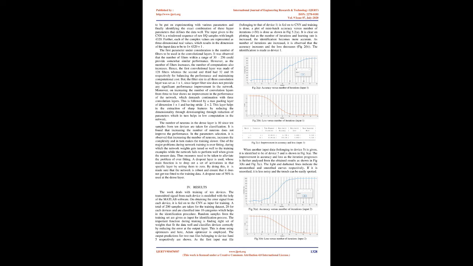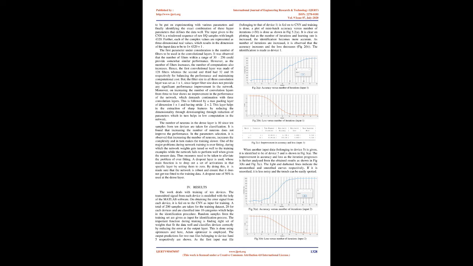The number of neurons in the dense layer is 10 since 10 samples from 10 devices are taken for classification. It is found that increasing the number of neurons does not improve the performance. In the parameter selection, it is observed that increasing the number of neurons increases the complexity and in turn makes the training slower.